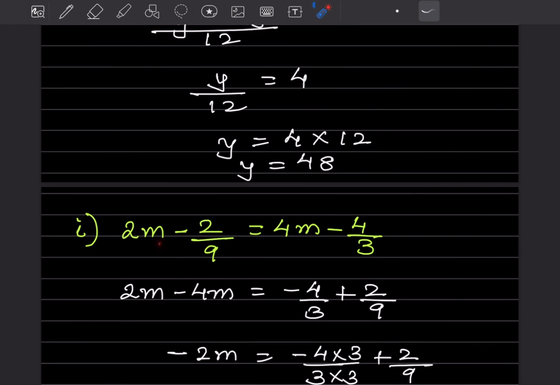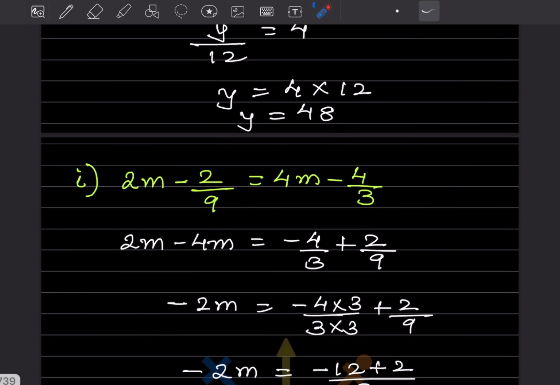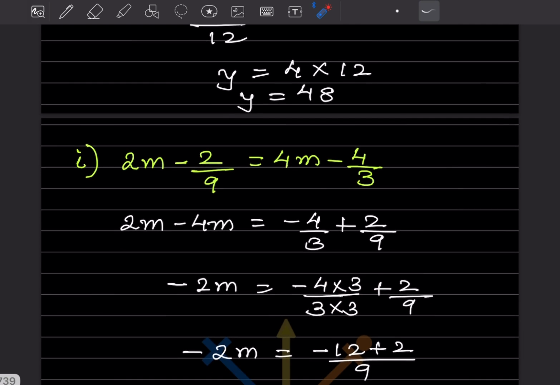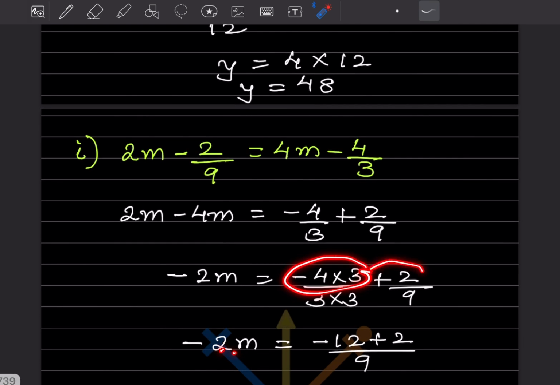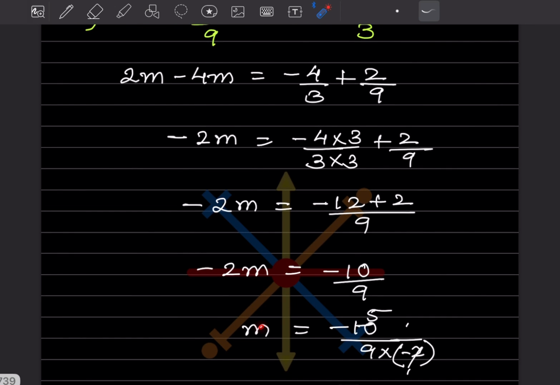Now here 2m, we'll keep the variable on the left-hand side. This will go here, that will be minus 4m. This is already on the right-hand side, this will go on the other side, that will be plus 2 by 9. So here minus 4 plus 2, that is going to be minus 2m. Now in this case, again the denominators are different here, so we'll make them equal by taking the LCM. So this is multiplied by 3, this also multiplied by 3. Here is already 9. So minus 2m will be minus 12 plus 2 divided by 9. So minus 2m will be minus 10 by 9, so m will be minus 10 by 9.